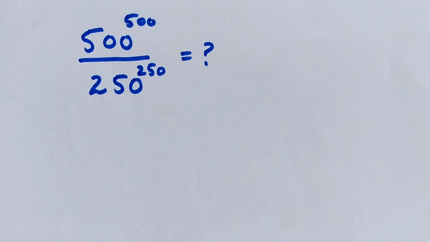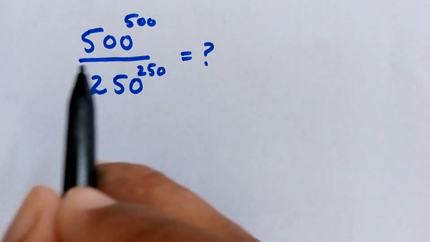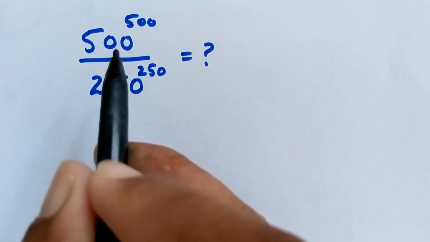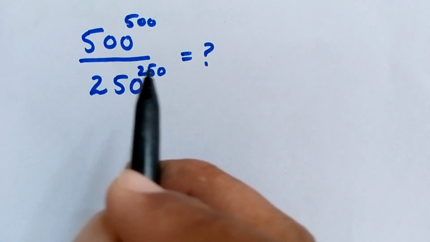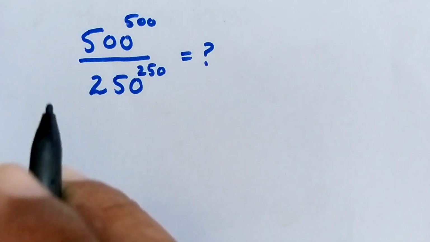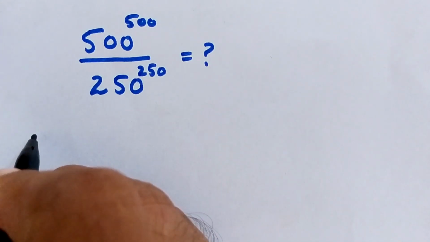Hello, you are welcome. How to solve this interesting question without using a calculator? The question is 500 to the power of 500 divided by 250 to the power of 250. We have to simplify this question. Solution.